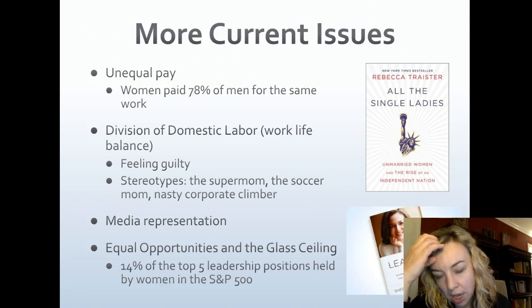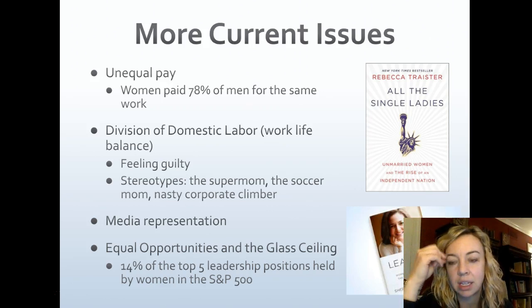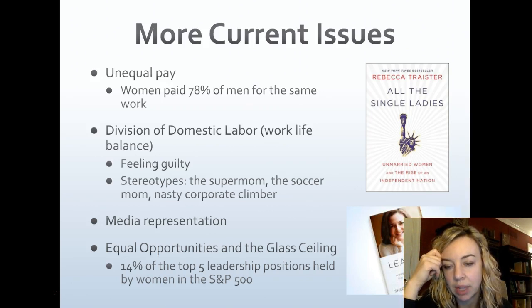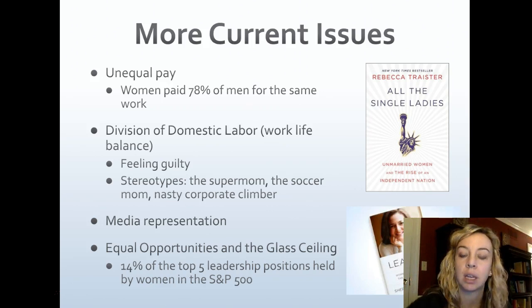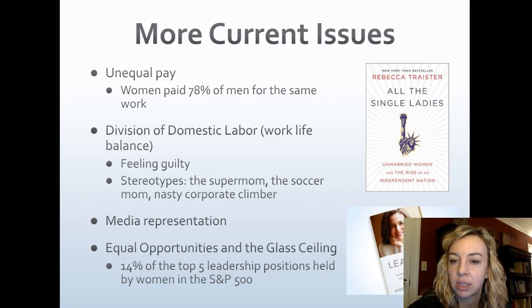So I also put this picture up here of all the single ladies. This is a book that came out that I heard about recently, which is really interesting. And there's a rise in unmarried women, especially. It's a trend throughout history that those women who are not married and who choose to focus their energies on career or on advocacy tend to be shapers and movers within society.